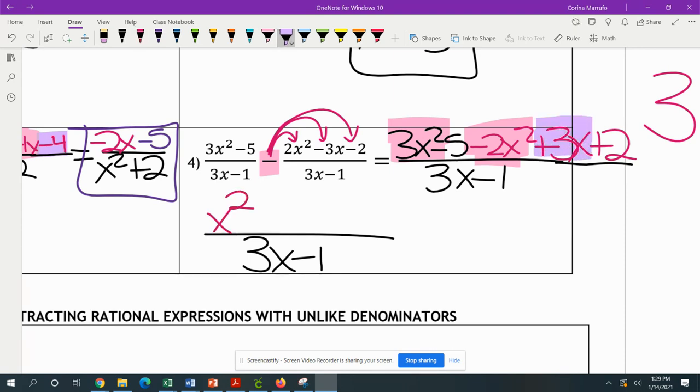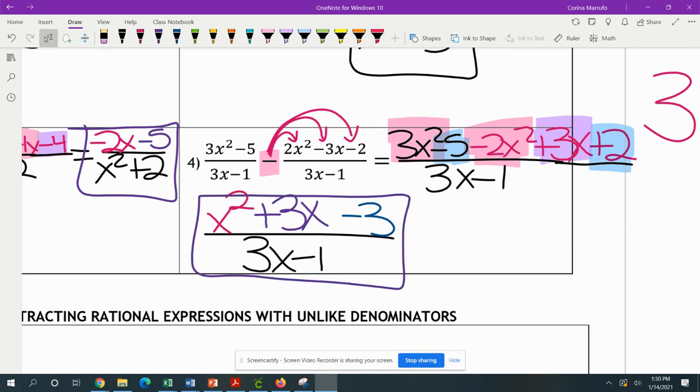And then we have a plus 3x. I'm going to go ahead and put here plus 3x. And then -5 plus 2, us minus 3. The x didn't come out. And that's it.